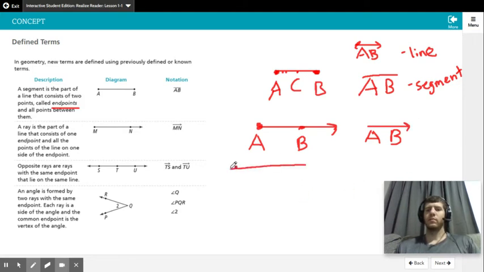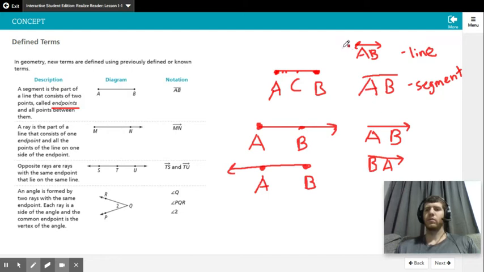If we went the other way, the endpoint is B, so we have to start with B, and then we're going through A. So it has to look like this. We have to switch the letters. The endpoint has to come first, and the arrow has to be over the point that you're going through forever in that direction. So this is ray AB, and this would be ray BA.